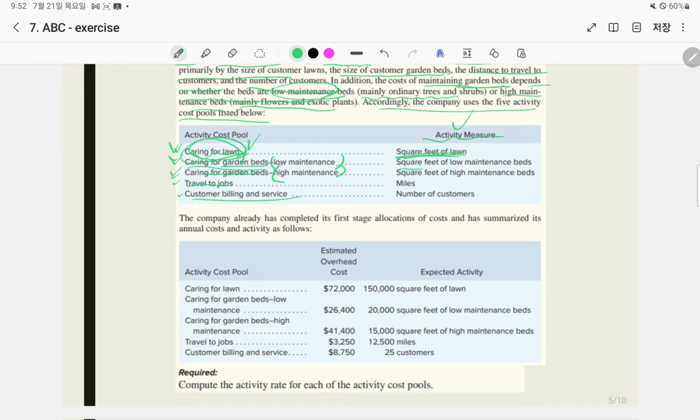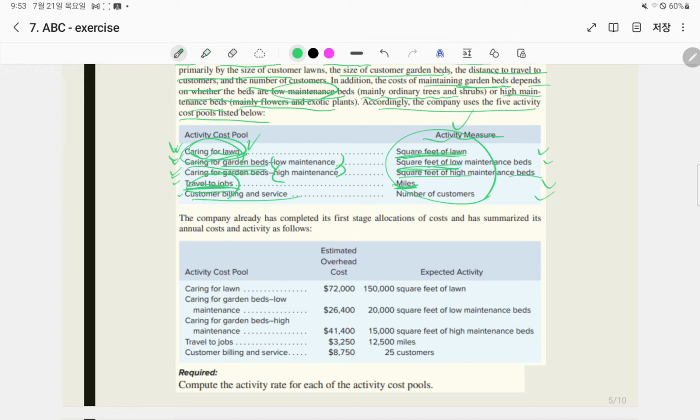How about the caring for garden beds? Square feet of garden bed, okay? And travel to jobs. The cost incurred by traveling to jobs increases with the miles of travel, right? So you should choose the right, appropriate activity measures.